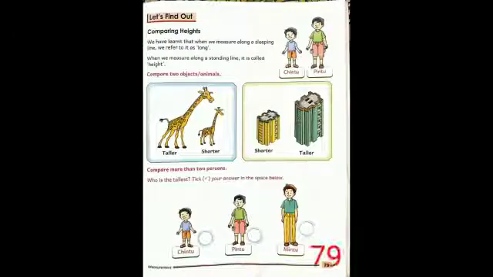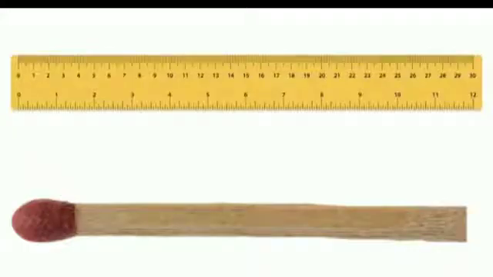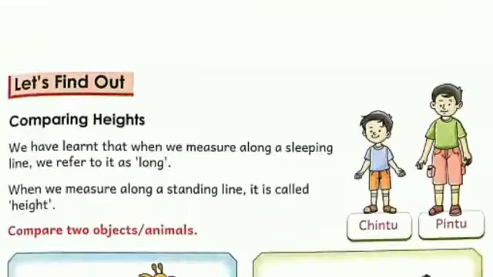Now open page 79 of your maths coursebook. Write down here today's date. Let's find out comparing heights. We have learnt that when we measure along a sleeping line, we refer to it as long. For example, when we measure a scale and a matchstick in a sleeping line, we refer to it as long. When we measure along a standing line, it is called height.